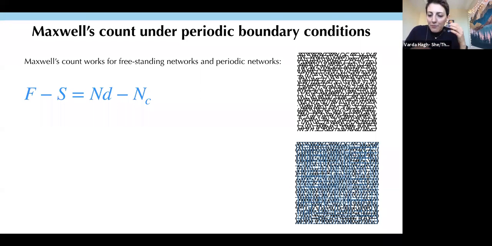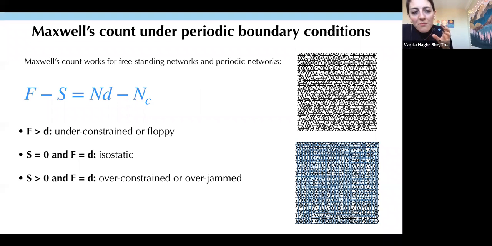But if you have periodic boundaries, which means that you are wrapping this network on a torus, on a donut, which is kind of a way to simulate an infinitely continuing network, then the rotational degrees of freedom go away, and the only degrees of freedom that are left in the system are the translations.